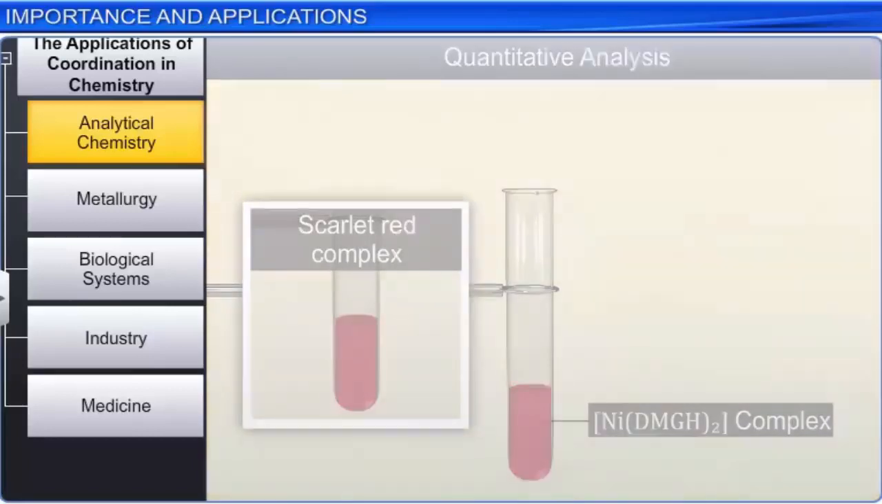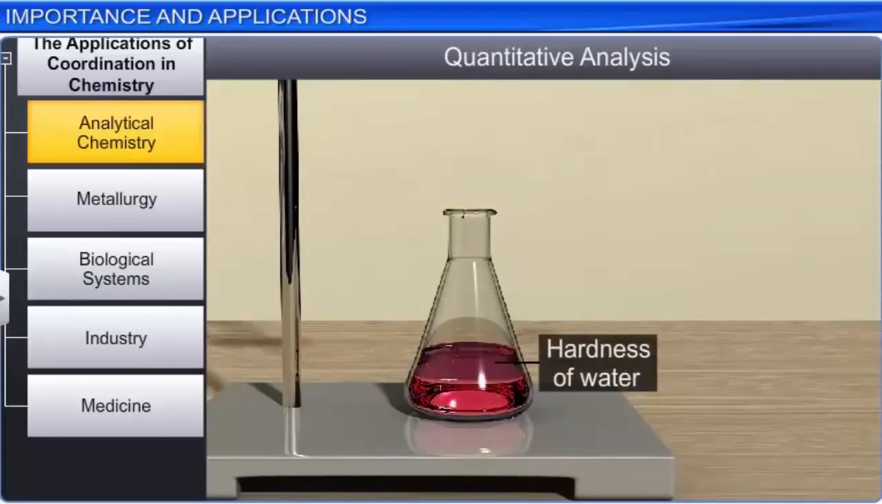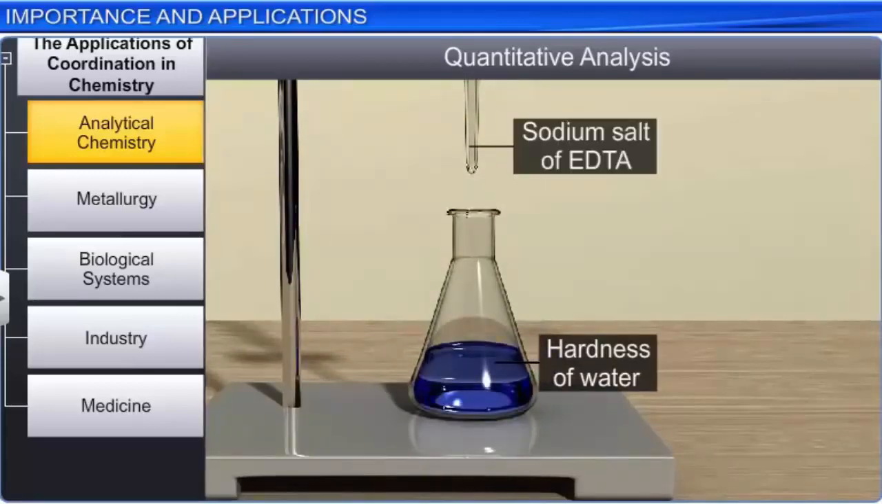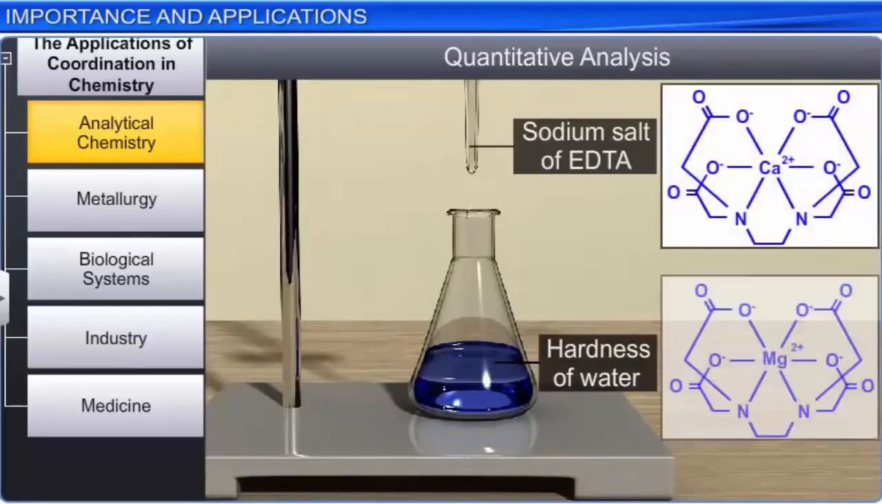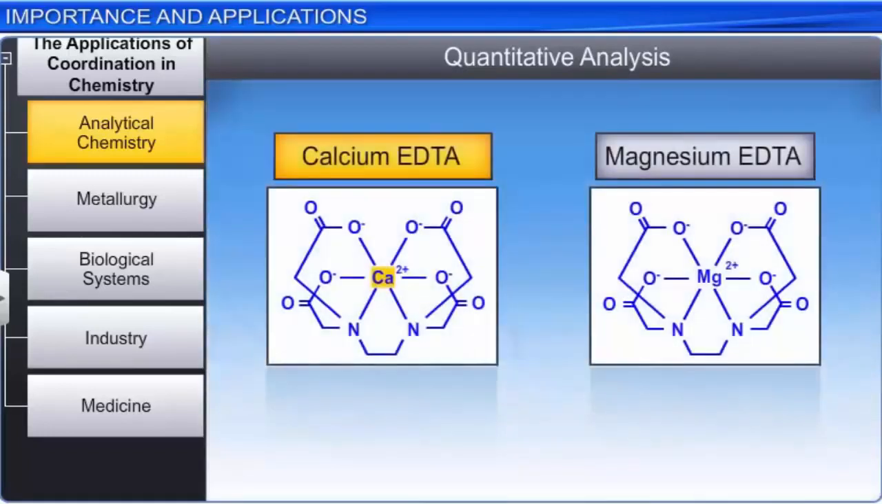Similarly, the hardness of water is estimated by titration with the sodium salt of EDTA. During titration, the calcium and magnesium ions in hard water form the stable complexes calcium EDTA and magnesium EDTA. These ions can be selectively estimated due to the difference in the stability constants of calcium and magnesium EDTA complexes.